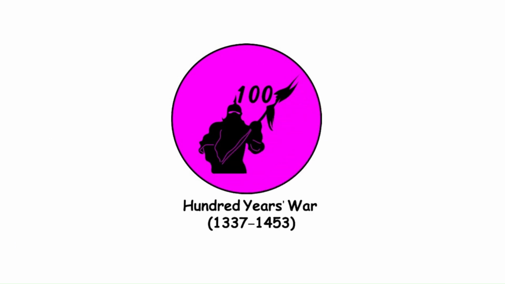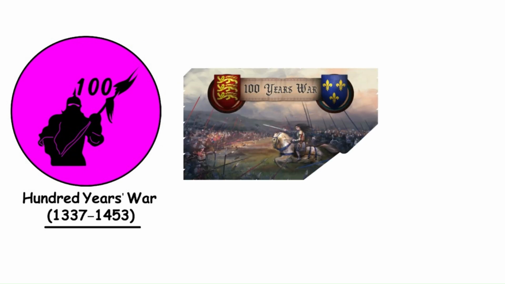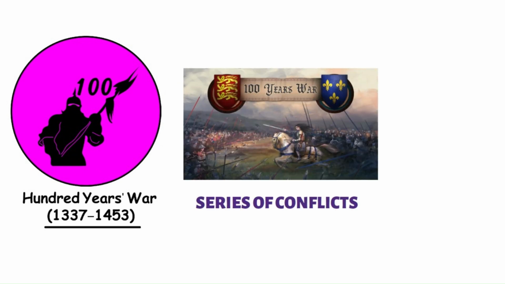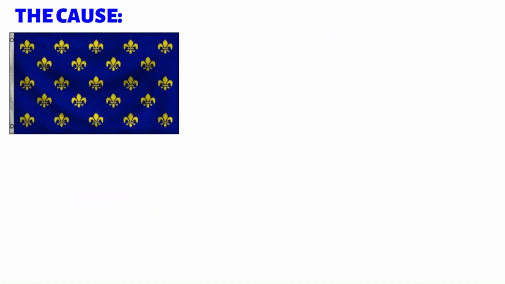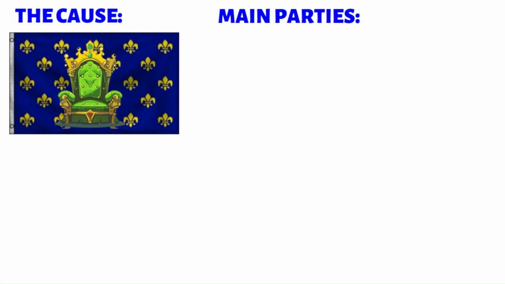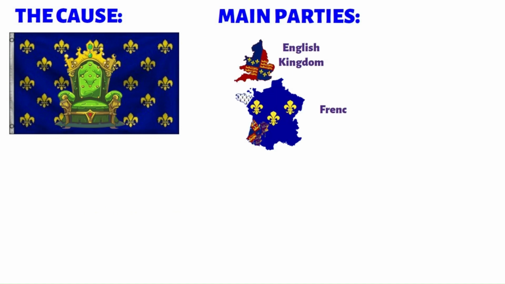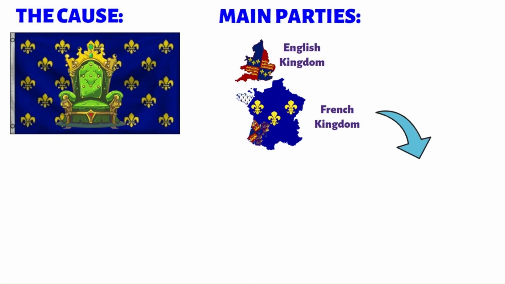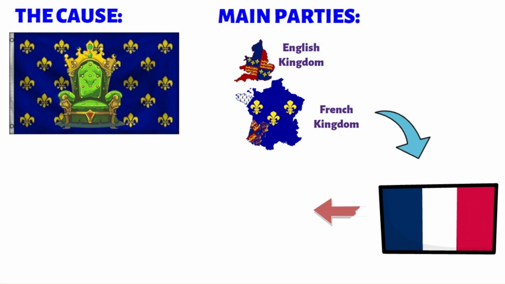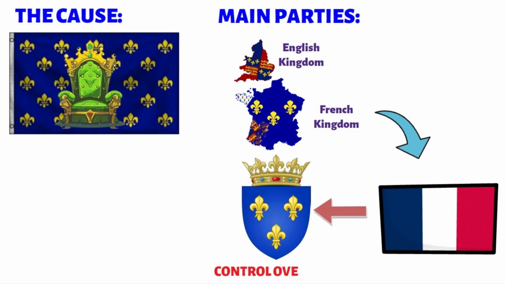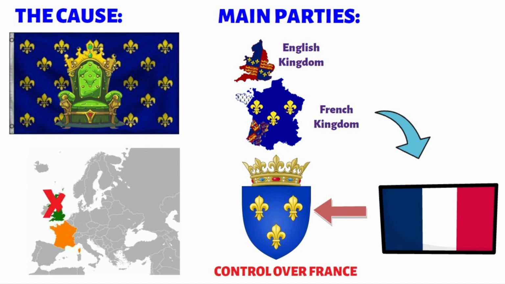100 Years' War, 1337 to 1453. The 100 Years' War was a series of conflicts between the Kingdom of England and the Kingdom of France. The cause was the dispute over rightful succession to the French throne. The main parties were the English and French kingdoms. The war ended with French victory, solidifying the Valois dynasty's control over France and ending English territorial claims in France.